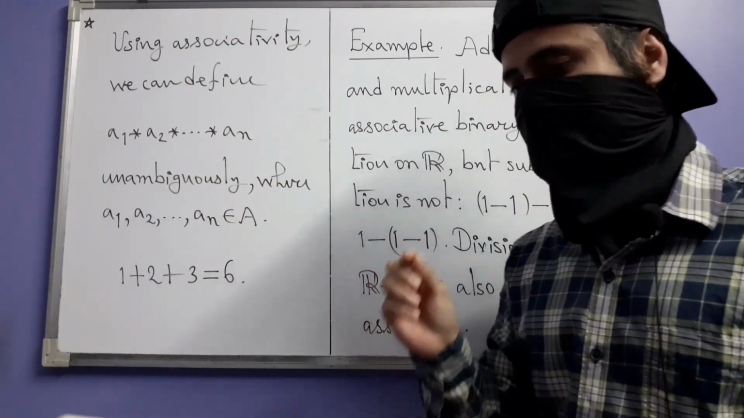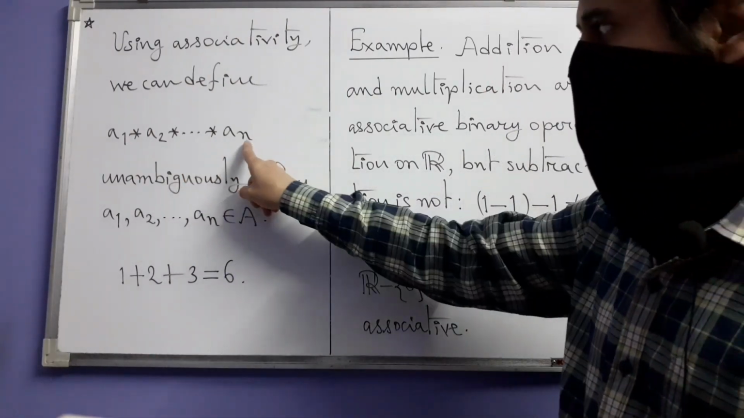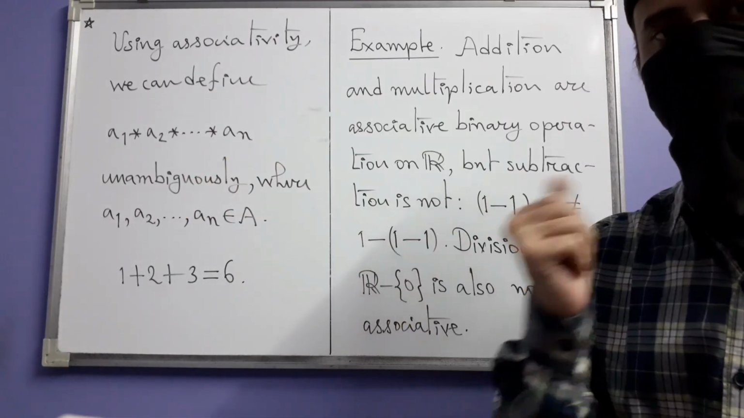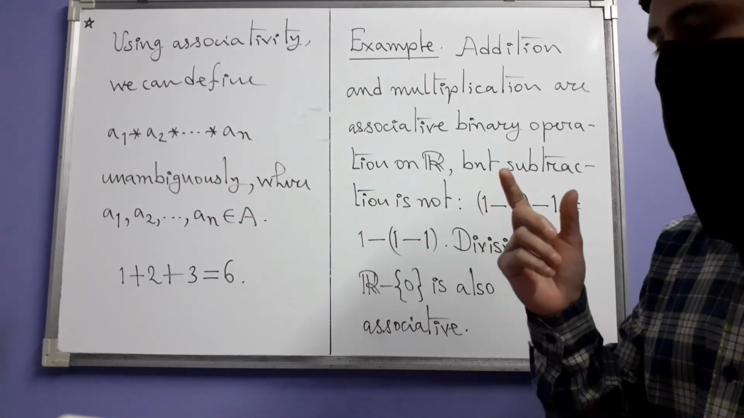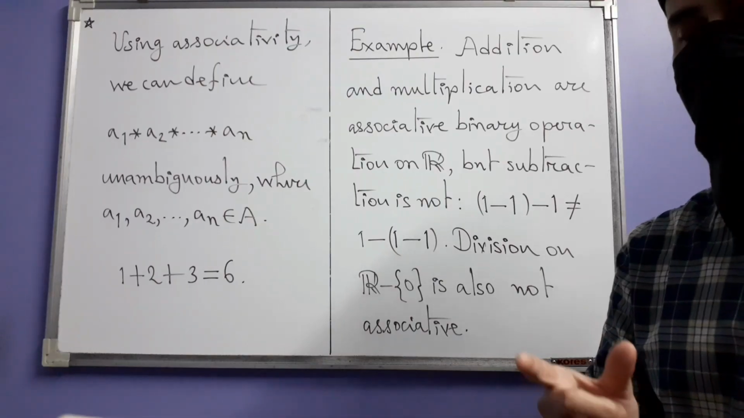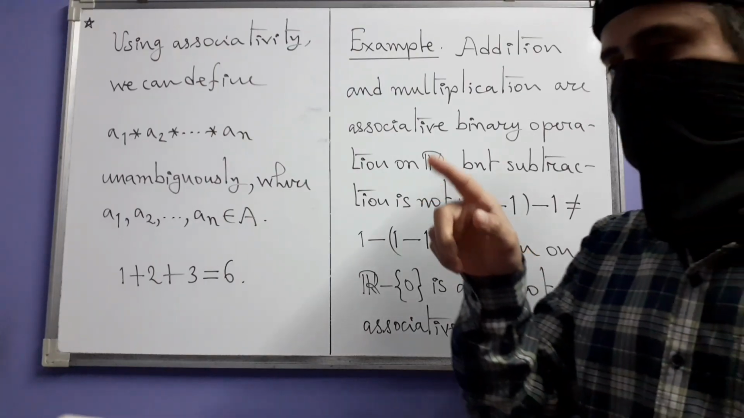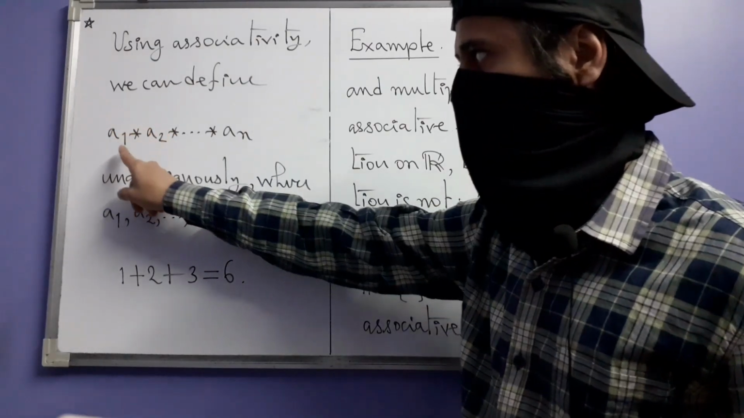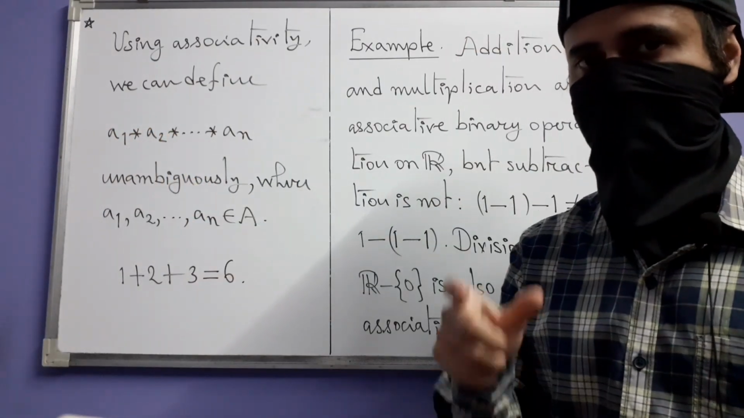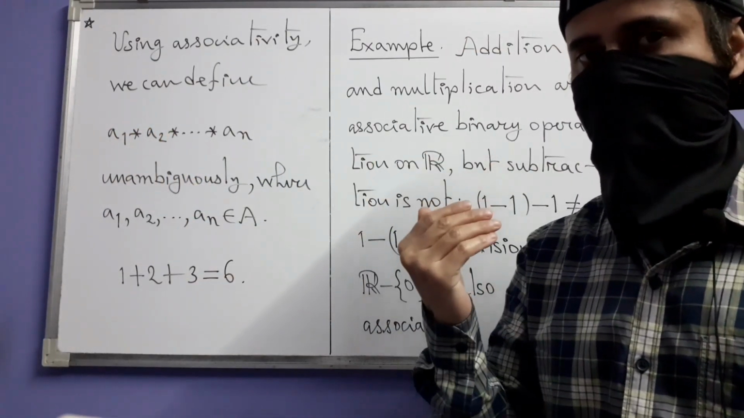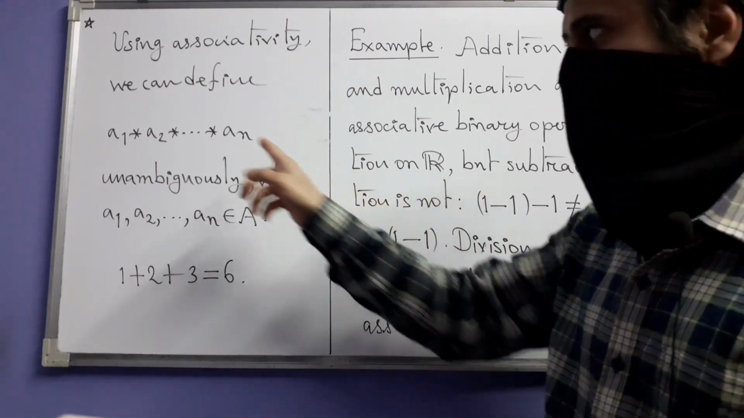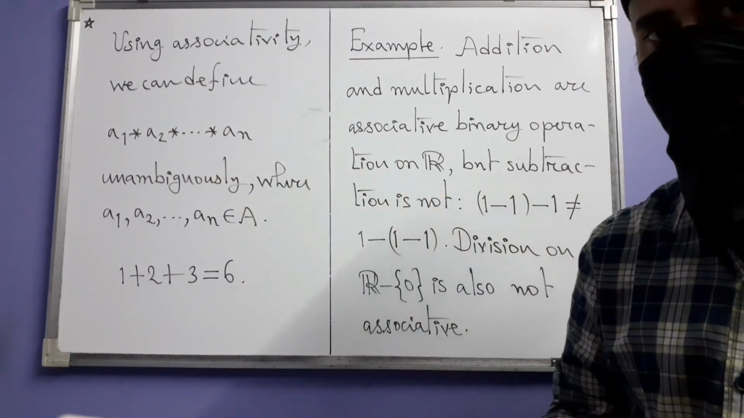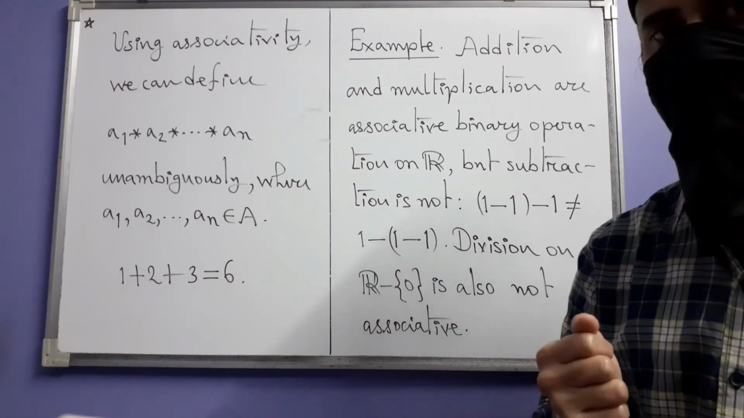Let's see the simplest case first. Suppose n is 3. So here you have a1 star a2 star a3. What does associativity tell you? It tells you that no matter how you bracket this product, whether you bracket a1 and a2 together, keeping them together, and outside you keep a3, or whether you bracket a2 and a3 together, keeping a1 outside, you are going to get the same result.